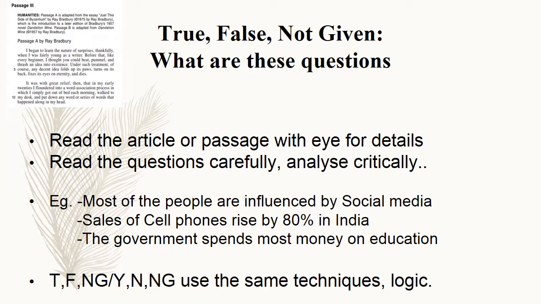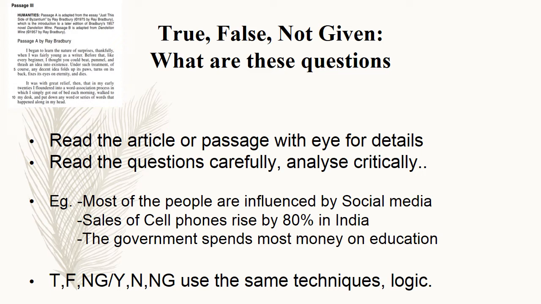Many candidates find it a bit challenging to answer the questions pertaining to true, false, not given, yes, no, not given type of questions. And the ground rules, the techniques and the parameters are the same for both types of questions: true, false, not given, yes, no, not given. First and foremost thing you need to keep in mind is that you need to read the article, the passage, clearly with an eye for details.